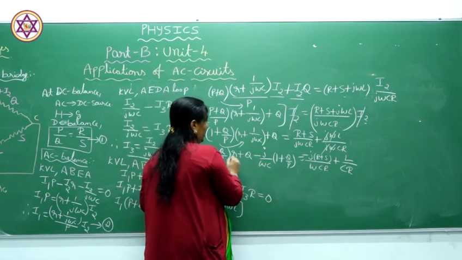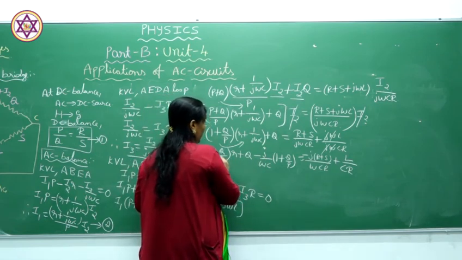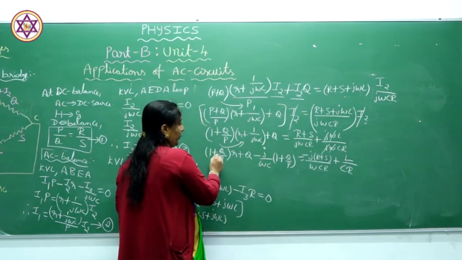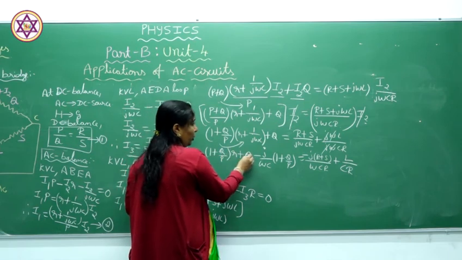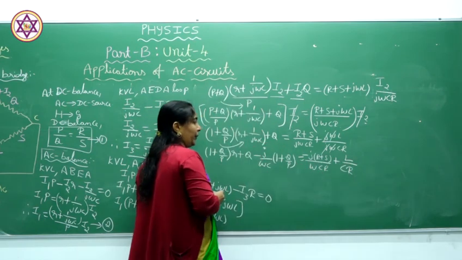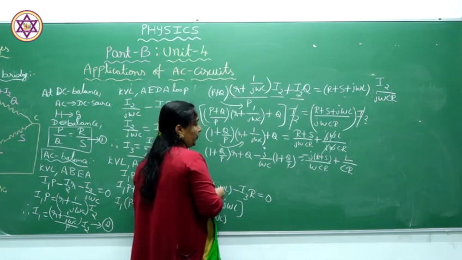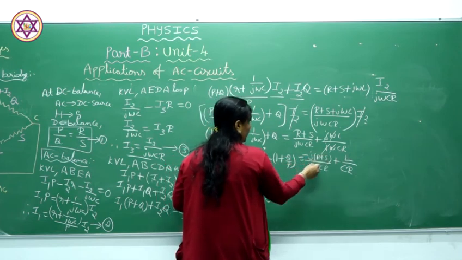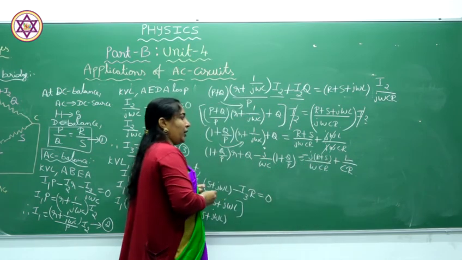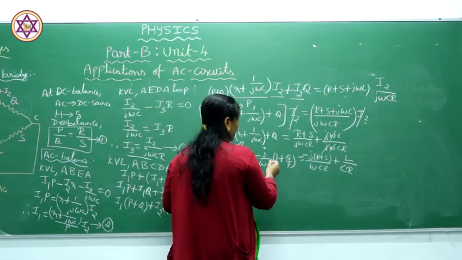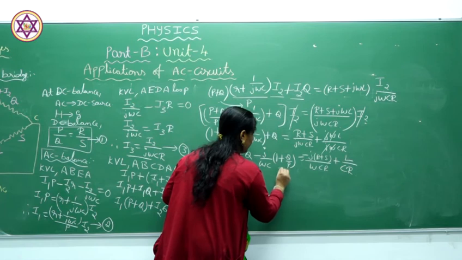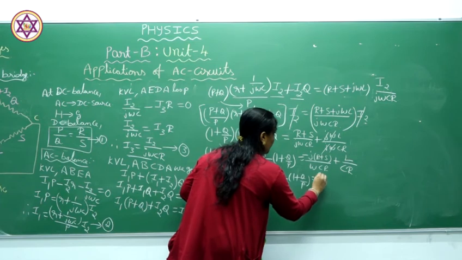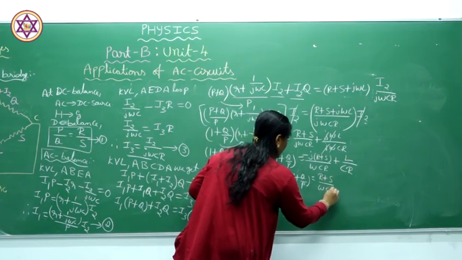So consider this equation, equate the real part and imaginary part. What are the real parts in this? 1 plus Q by P into R plus Q and L by CR are the real parts of this equation. What are the imaginary parts? Minus j by omega C into 1 plus Q by P, minus j into R plus S by omega CR. These are the imaginary parts. So if we equate the imaginary parts, what we get? 1 plus Q by P is equal to R plus S by omega CR.